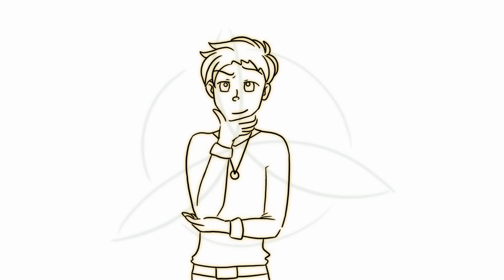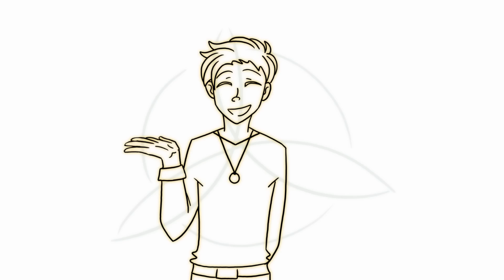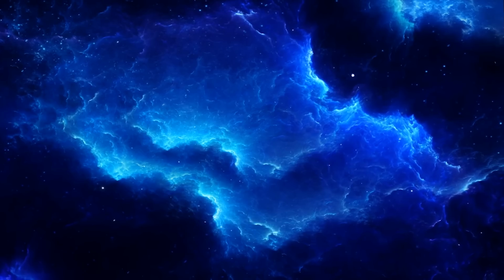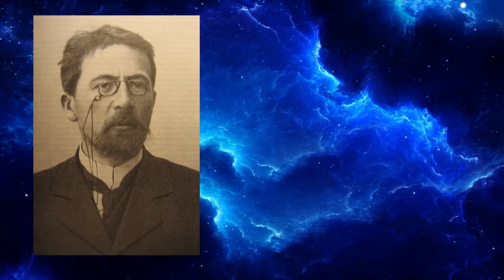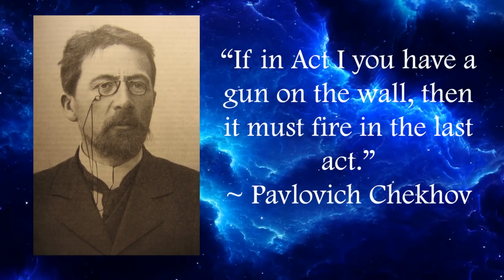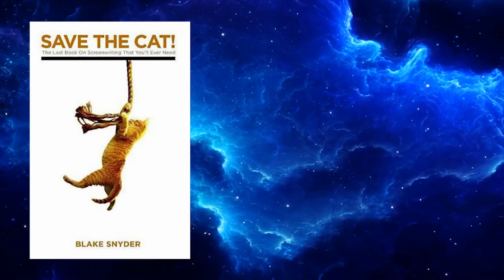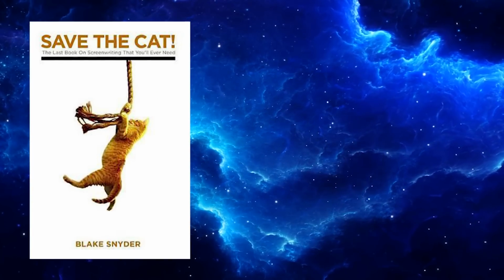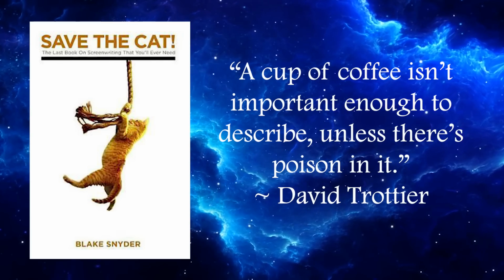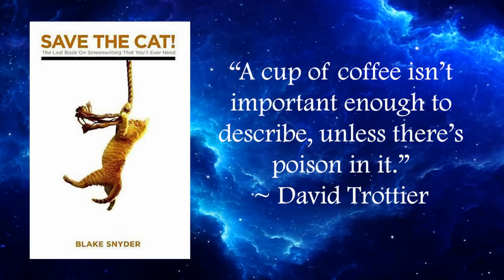Thirdly, Chekhov's gun. This is probably the most common and important type of foreshadowing to have in a story. It comes from a writer named Anton Chekhov, who noted that if in Act 1 you have a gun on the wall, then it must fire in the last act. A quote from screenwriter David Trottier in Snyder's book Save the Cat captures this principle pretty well. To paraphrase, a cup of coffee isn't important enough to describe, unless there's poison in it.